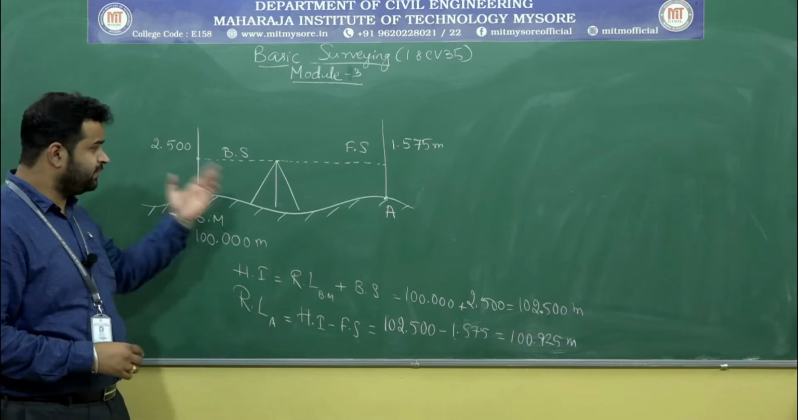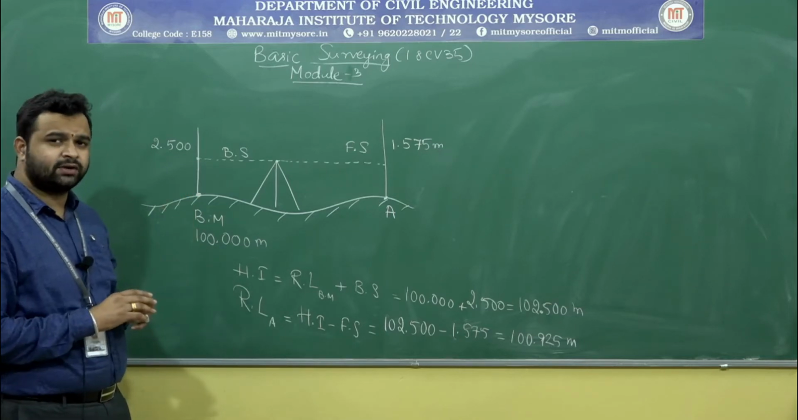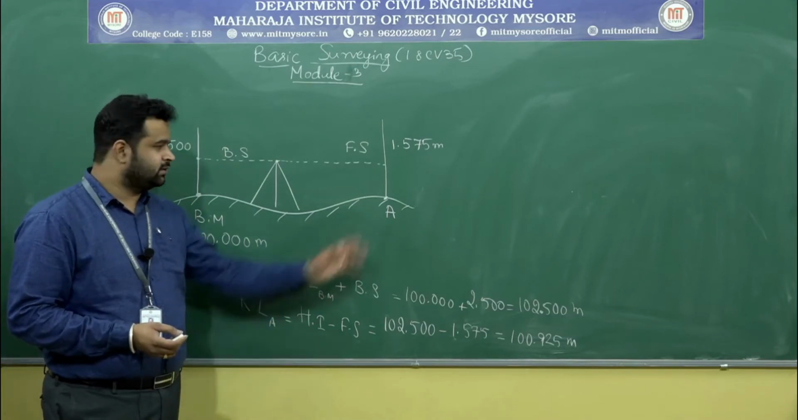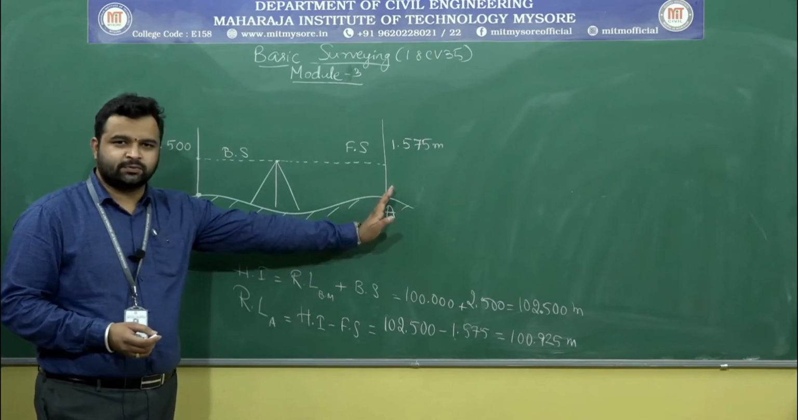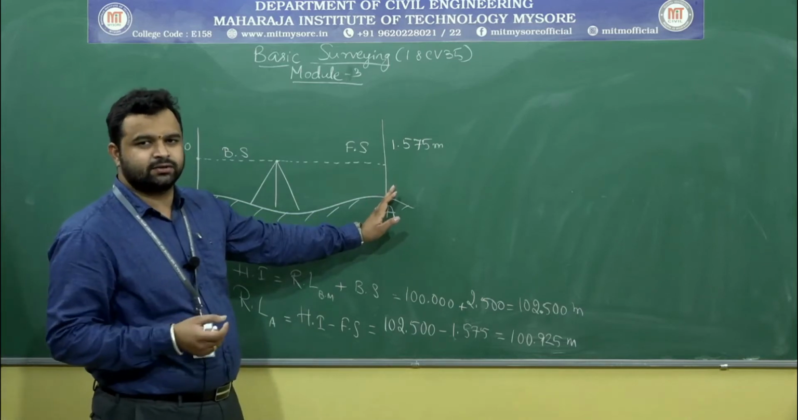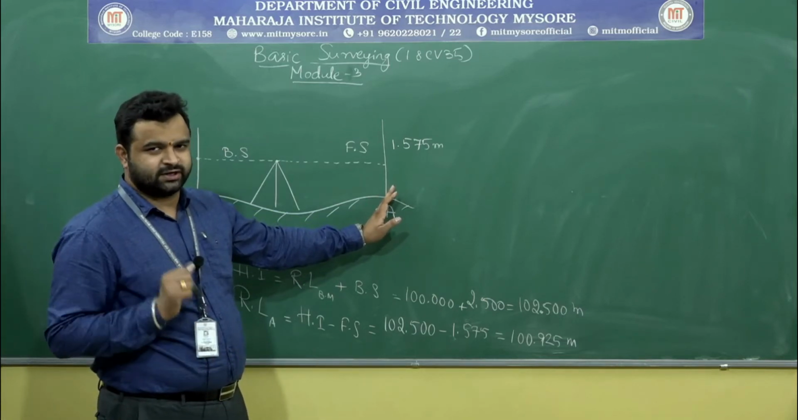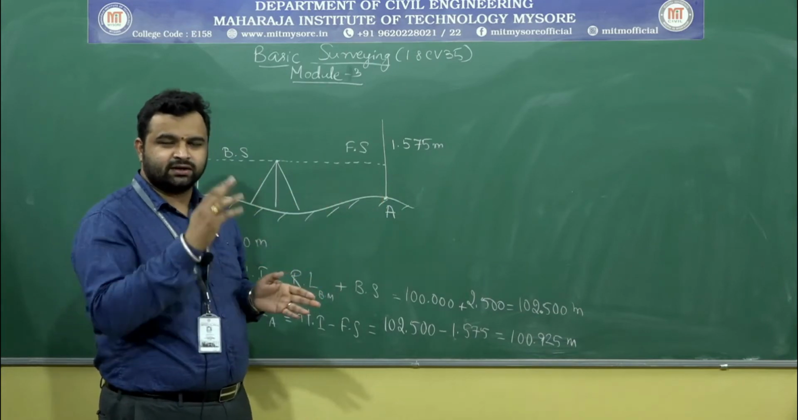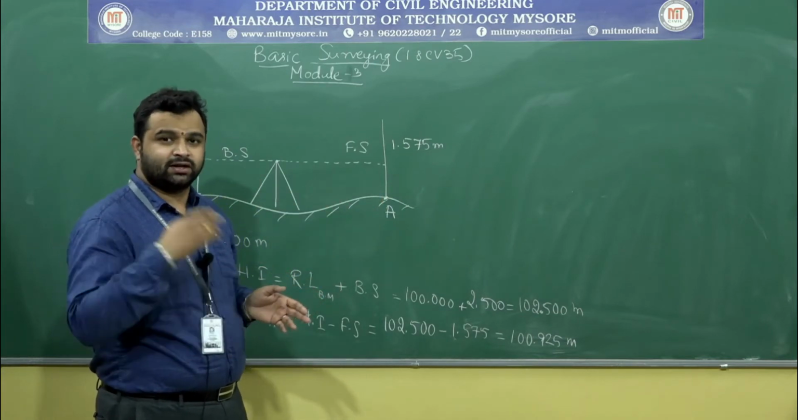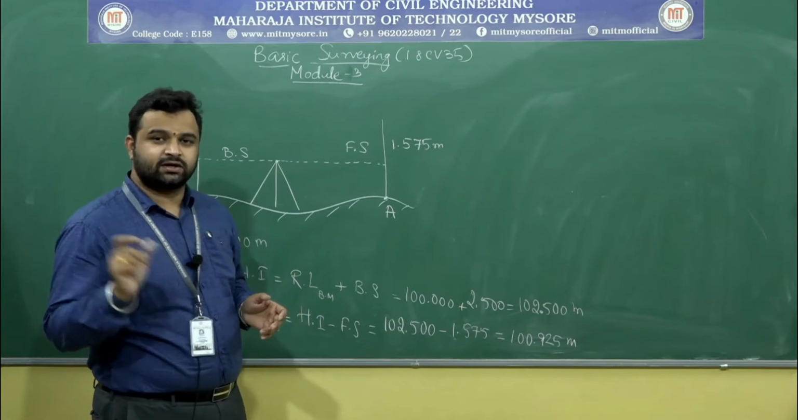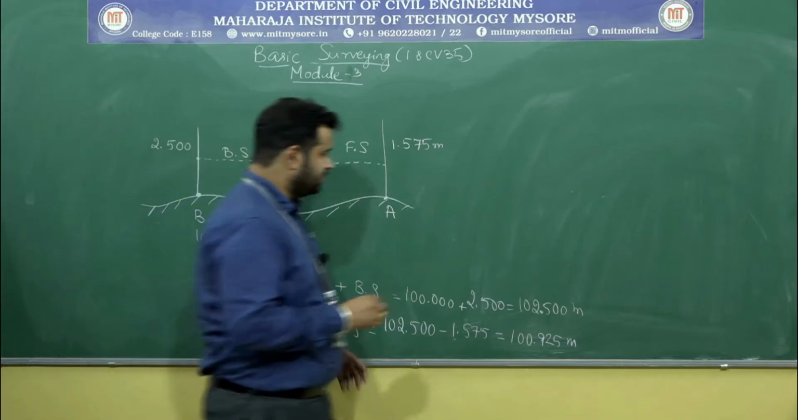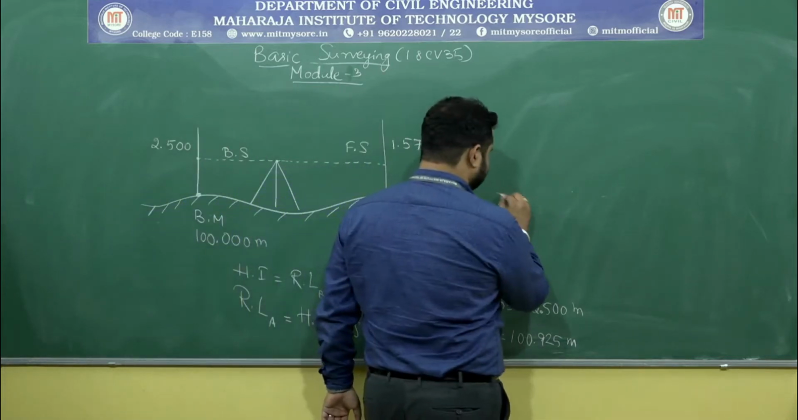If you have an intermediate sight in between, how can you calculate the RL? The same procedure has to be followed until you come to the last point. The last reading taken is always the foresight. The intermediate station's reading should be recorded under intermediate sight, and the last reading should always be written under foresight. Let me take one more example.